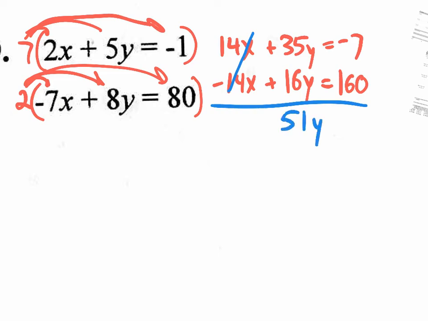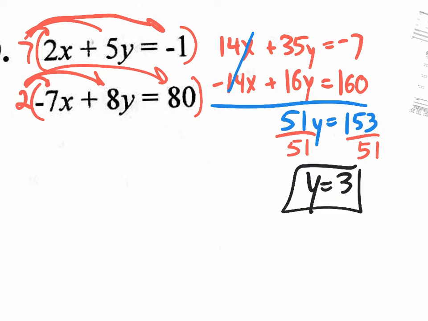You could use a calculator. Equals 160 take away 7, that's 153. Again, you could use a calculator. Go ahead and divide that simple one-step equation by 51 on both sides, and you will get your answer, y equals 3. That is one answer. We need the other answer.